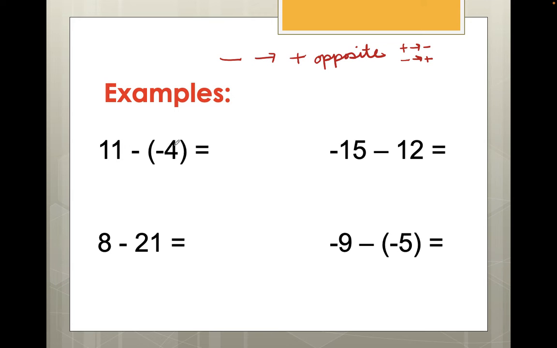11 minus a -4, keep the first, change a subtraction to addition, and flip -4 to the opposite. Now we have 11 plus a +4, which is just 15.